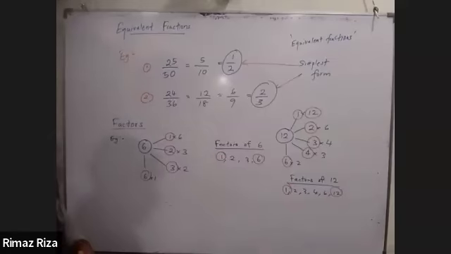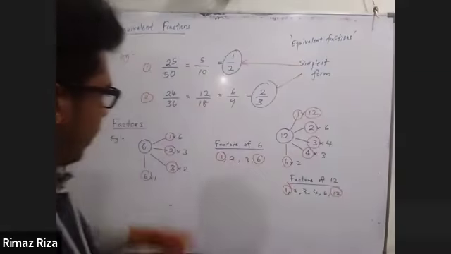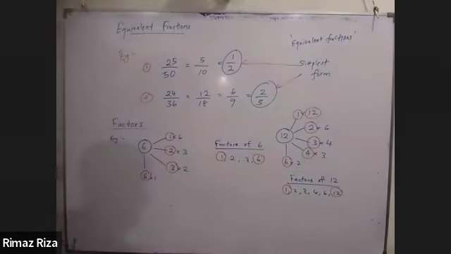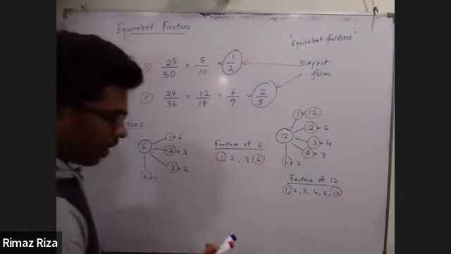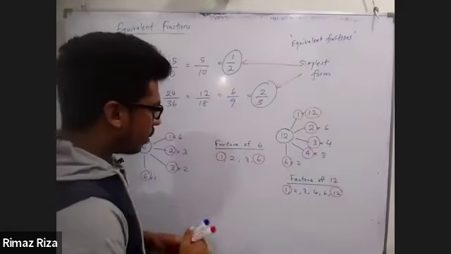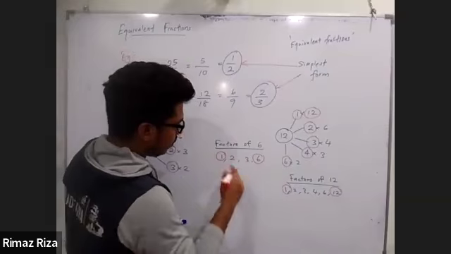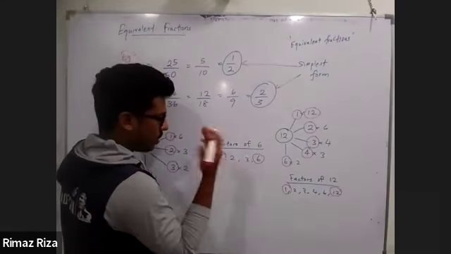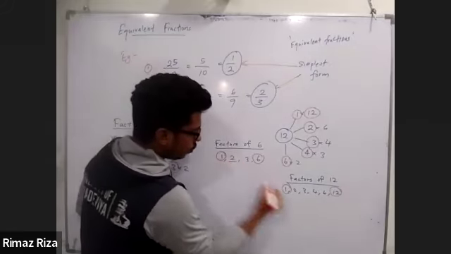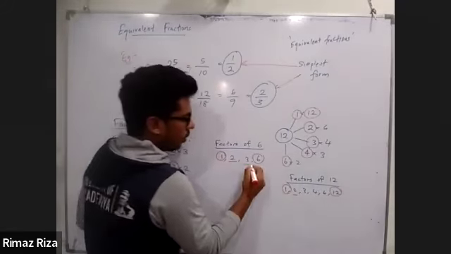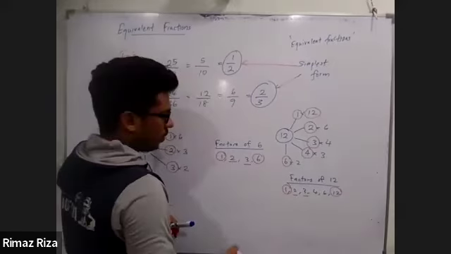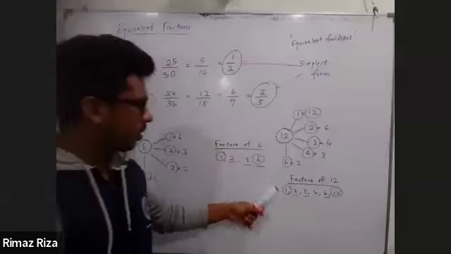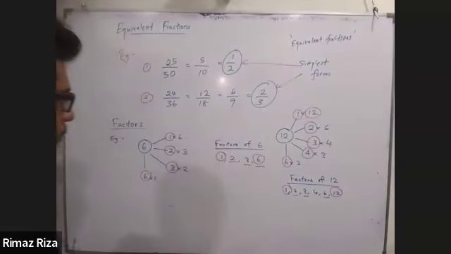common factors. I'll take the same example, 6 and 12. If you take 6 and 12, we have common factors. So I'll underline the common factors that we have. So 1 is trivial, so no need to consider. Okay. So we have 2 here, 2 here, 3 here, 3 here, and 6 here, 6 here. So 2, 3, 6 are common factors.